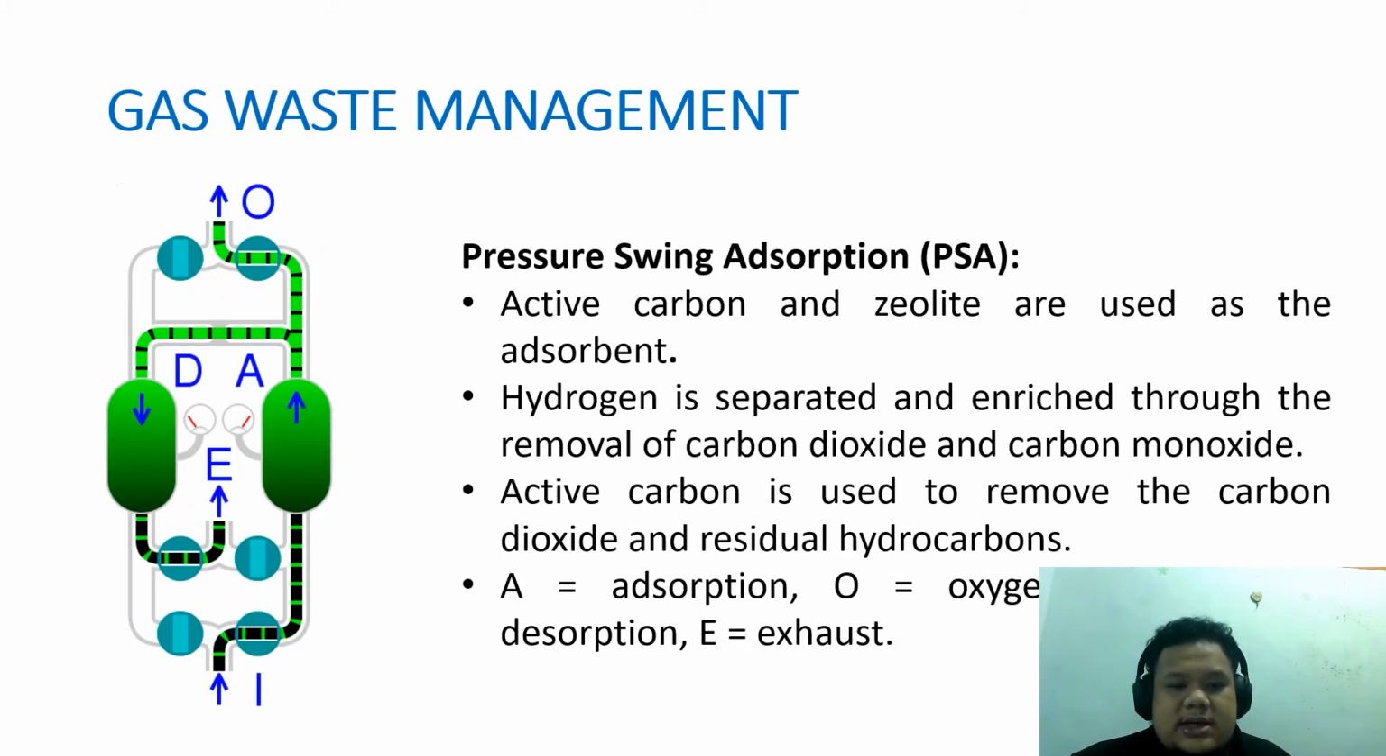As you can see on the screen, this is the PSA technology, which uses activated carbon and zeolite as the adsorbent. So the hydrogen is separated and enriched through the removal of carbon dioxide and carbon monoxide. And the activated carbon in the PSA technology is used to remove the carbon dioxide and other residual hydrocarbons. And as you can see on the screen, A indicates adsorption, O indicates oxygen, D is for desorption, E is for exhaust, and I is the inlet of the PSA technology.